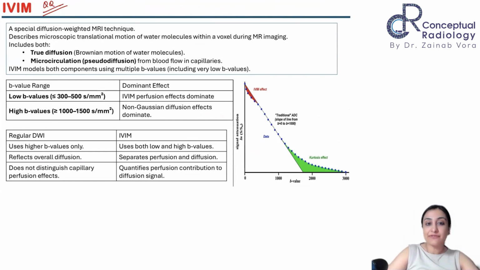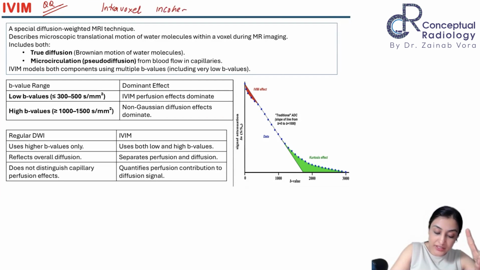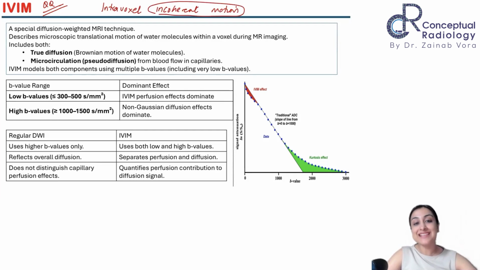So now what is IVIM? What is the full form of IVIM, guys? IV is not intravenous, it is intravoxel. And what is IM? It is incoherent motion. So what is the incoherent motion that I'm trying to study? These are the perfusion changes that we are trying to study.